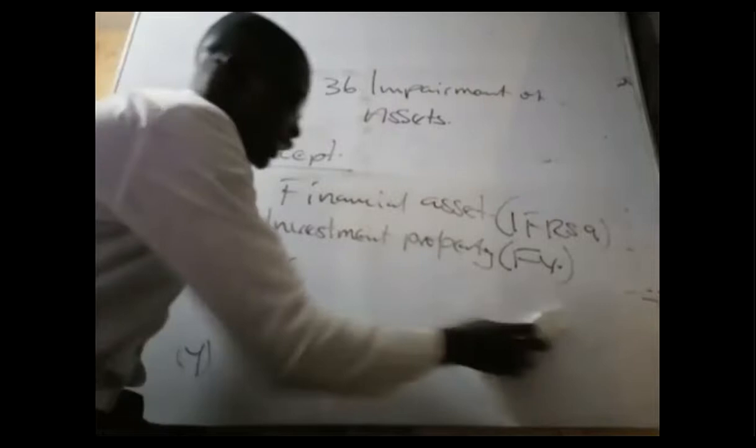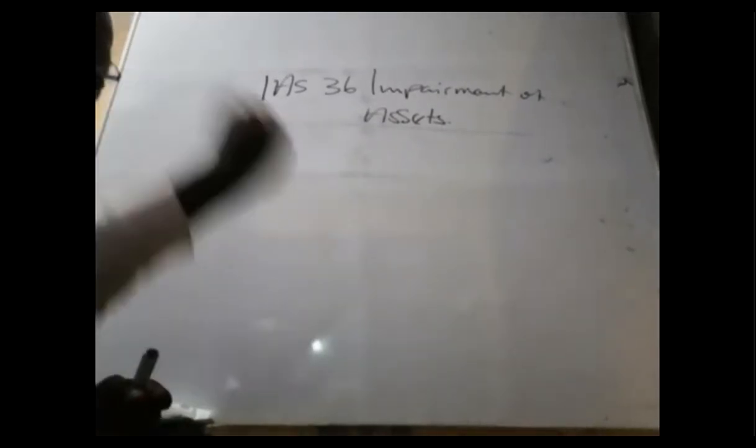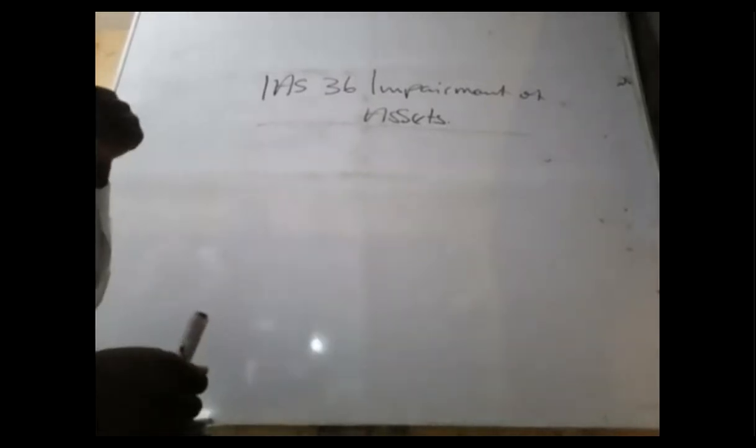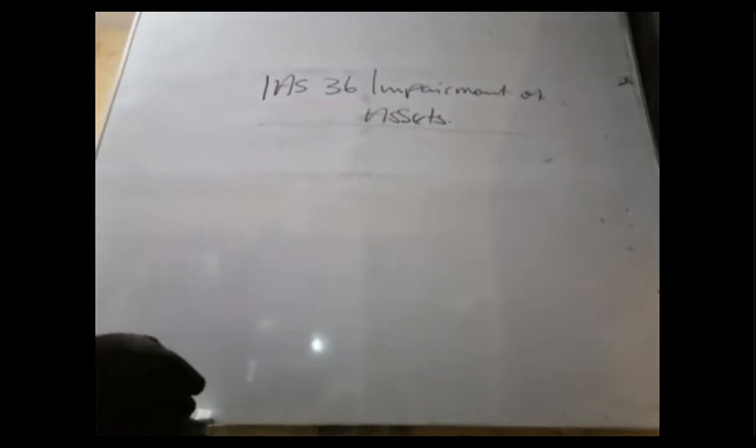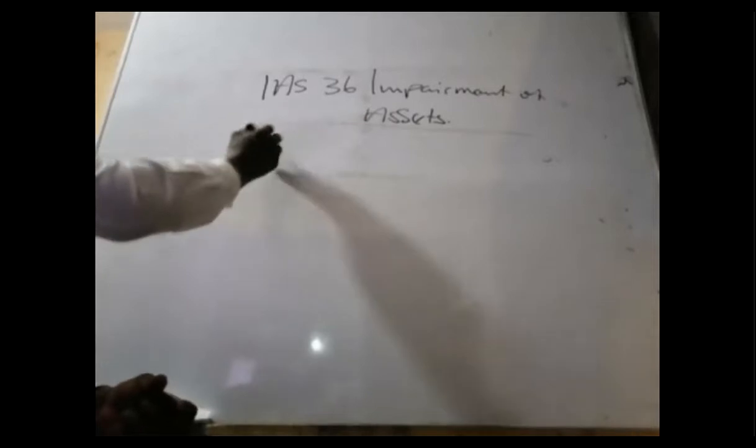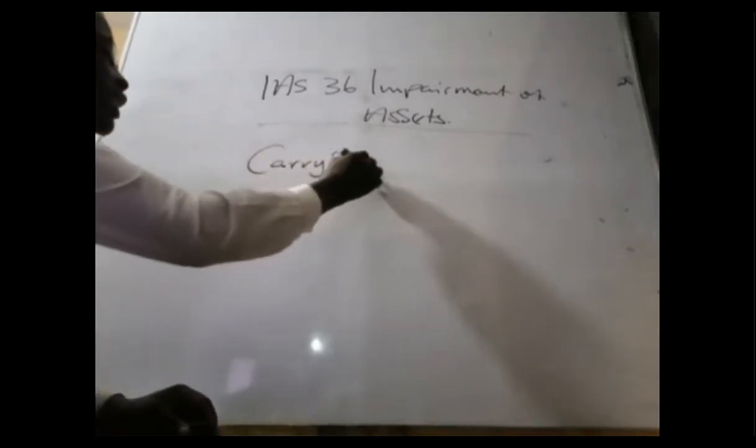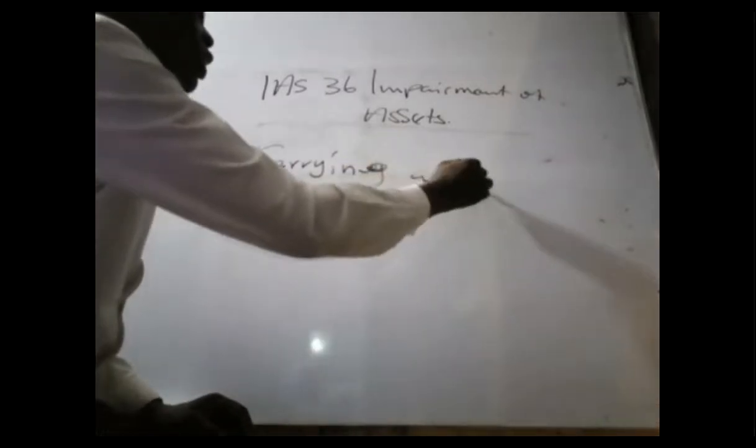Impairment. So what is impairment? Now, impairment moves like this. Anytime you have an asset and you suspect that this asset may not be able to generate, or may not be able to recover the current value, then that means that asset may have been impaired. So impairment exists if and only if the current amount of the asset exceeds the recoverable amount.